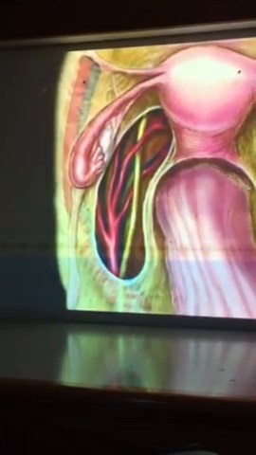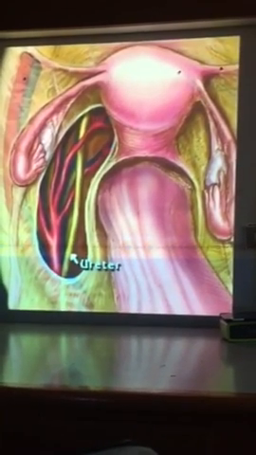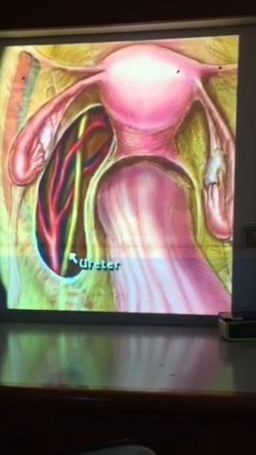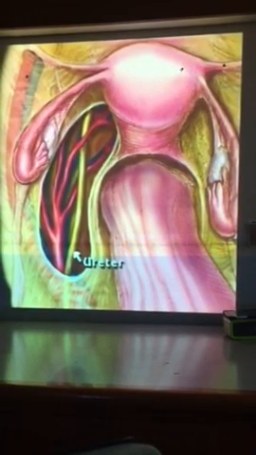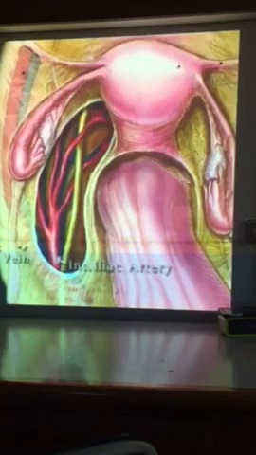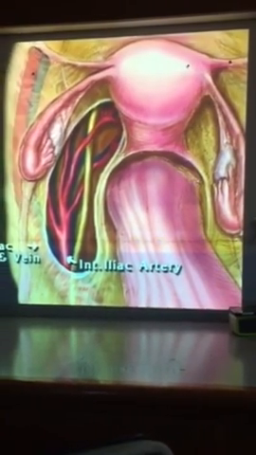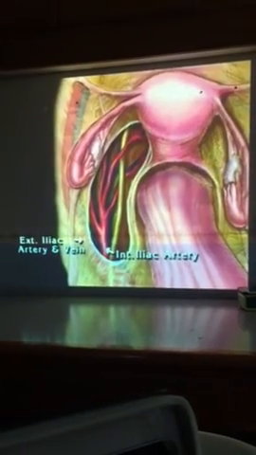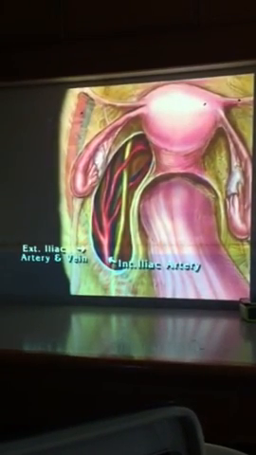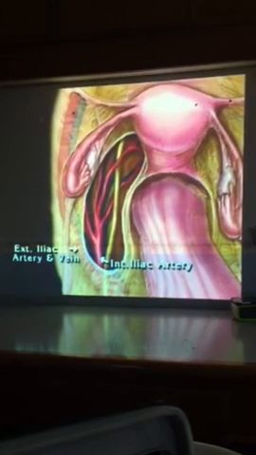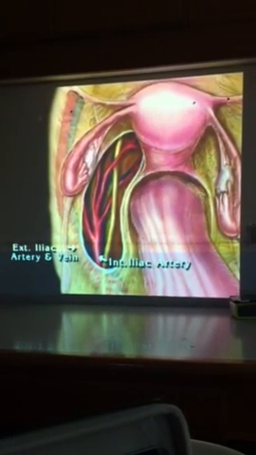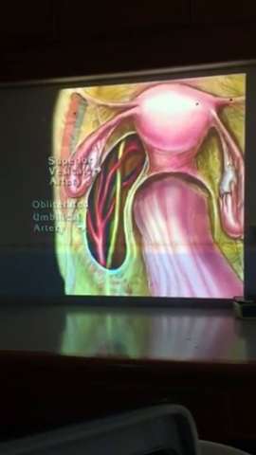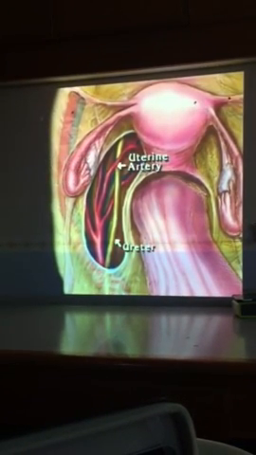This illustration depicts the relationship of the pelvic ureter to the iliac vessels and the anterior branches of the hypogastric artery. The ureter is most easily identified at the pelvic rim, where it crosses over the bifurcation of the common iliac into the external iliac and internal iliac arteries. The internal iliac artery is also known as the hypogastric artery, which branches into the anterior and posterior divisions.